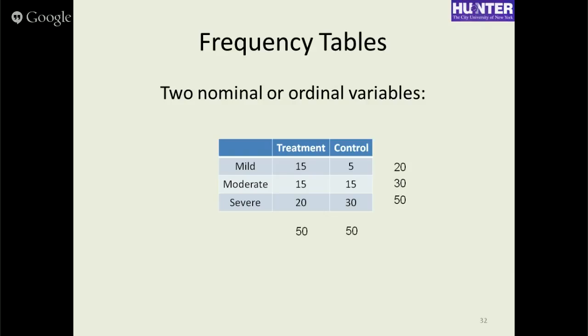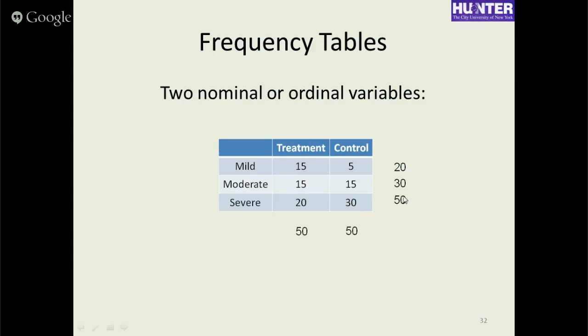So when we have two nominal or ordinal variables, we can make a two-way frequency table, which this is an example of. So instead of just having one row or one column, as before, we have rows and columns. And it's just adding up the number of records with each possible combination of these two variables, treatment and pain. If you have three variables, then you would have to do this as a series of two-way frequency tables.